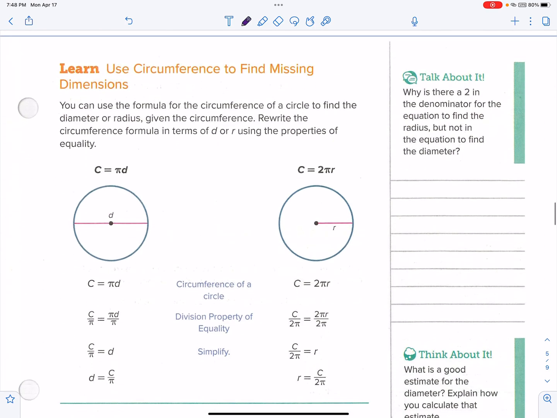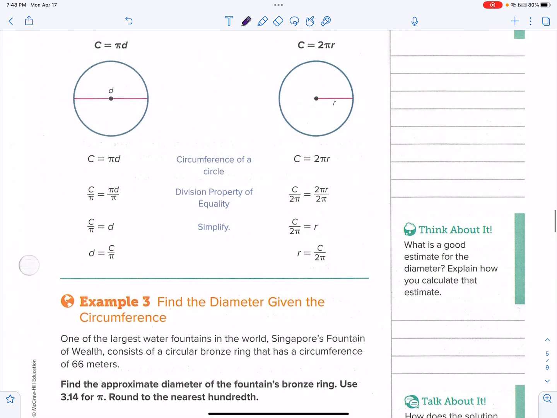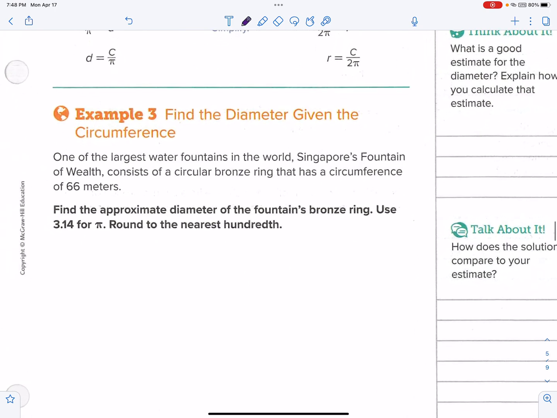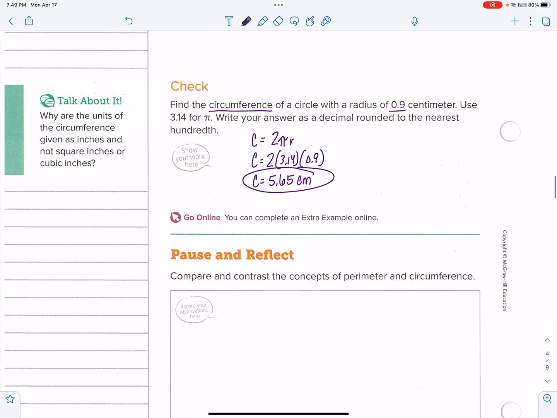All right, down here, we have some different dimensions that we are missing now. Maybe we don't know the diameter, or maybe we don't know the radius. You're going to plug in what you know and solve for the variable. Let's go ahead and check these out. For example, number 3, find the diameter if we're given the circumference this time. Given the circumference, we're just going to still use the same formula, plug in what we know, and solve for the variable. In the other ones, the variable was already on one side, so it was easy.